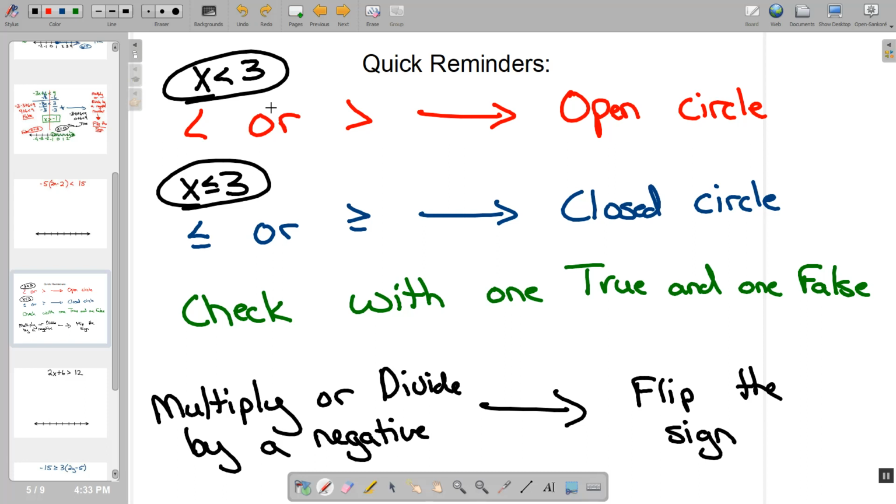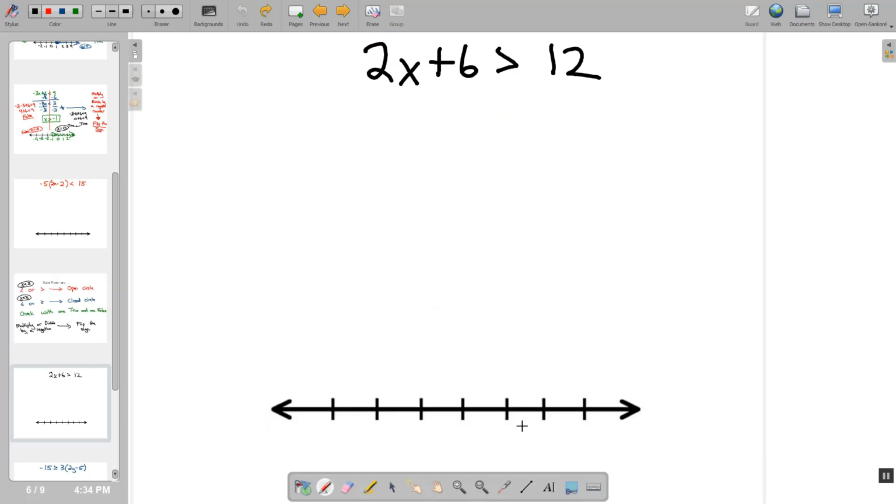When you're checking your answers, you have to remember to have one true and one false statement. And finally, the most important one here, if you are multiplying or dividing by a negative number, you must remember to flip the sign. Not add or subtract, multiply or divide by a negative number only. Let's do a couple small examples.